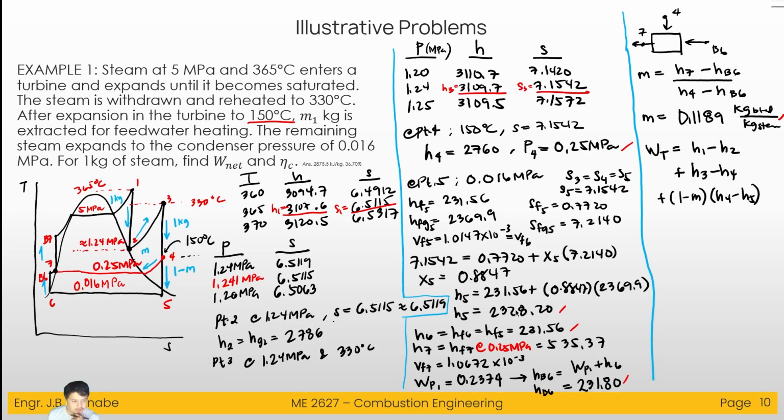Nagkaroon na discrepancies, no? 231.56, 551, 535. Okay, sige. I think we can move on.